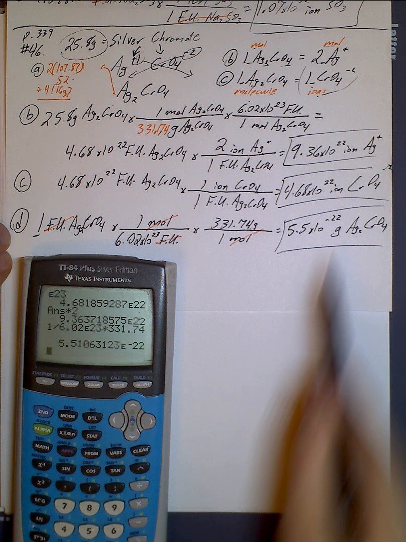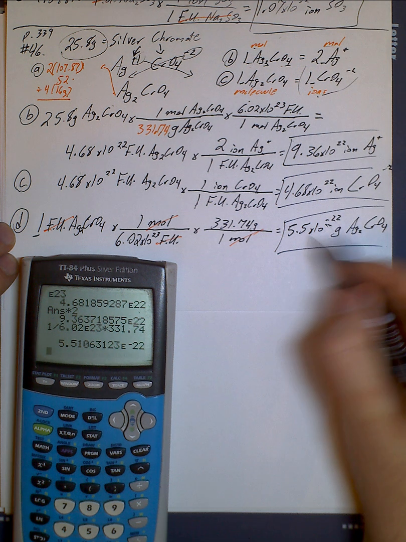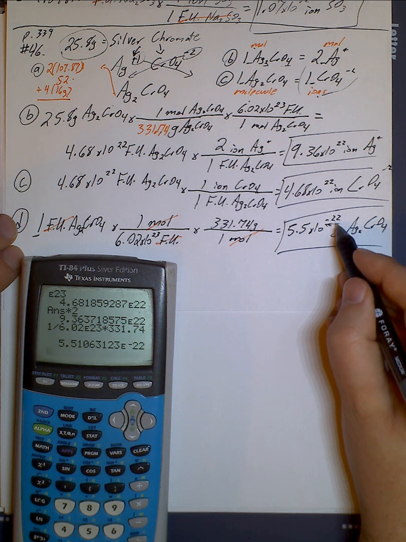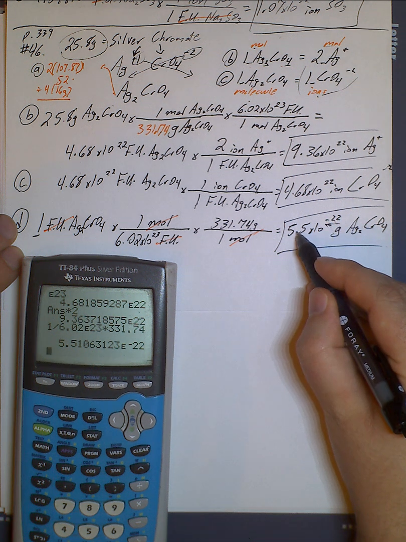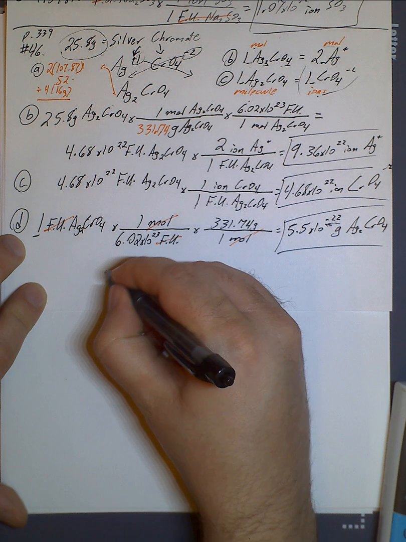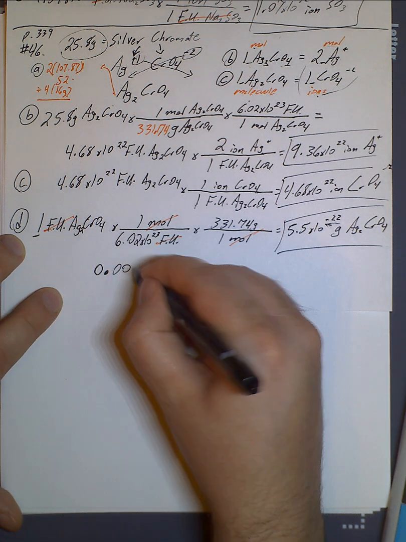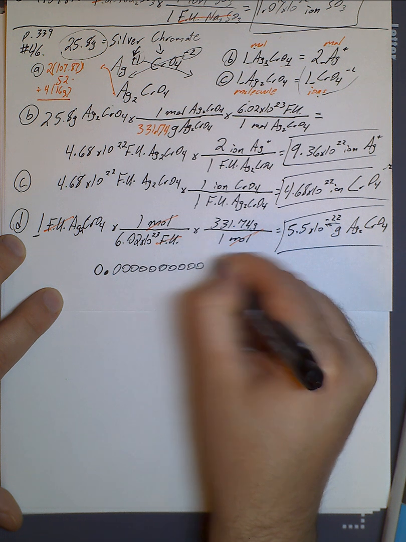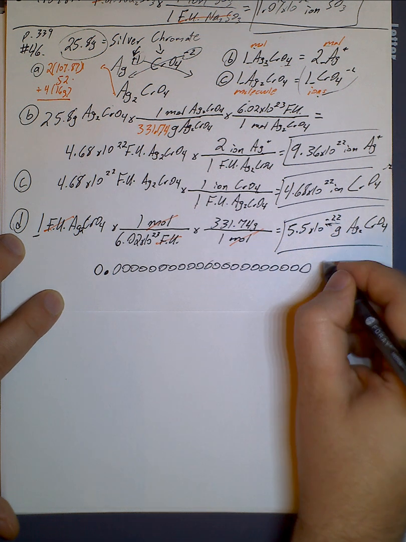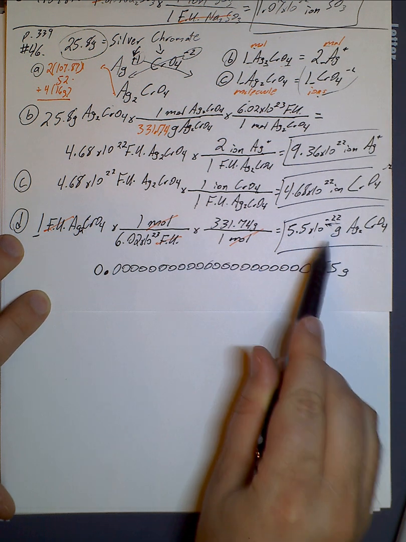Now, some of you guys get uncomfortable writing and doing math with numbers in scientific notation. This number is just a number. This exponent is just an exponent. What this means is that negative 22nd there means that this decimal moves 22 times to the left. So if I was to express this as a real number, it would literally be, I have to count here, 22 times so that's 21 zeros. 1, 2, 3, 4, 5, 6, 7, 8, 9, 10, 11, 12, 13, 14, 15, 16, 17, 18, 19, 20, 21, 5 grams. That is how small that number is.